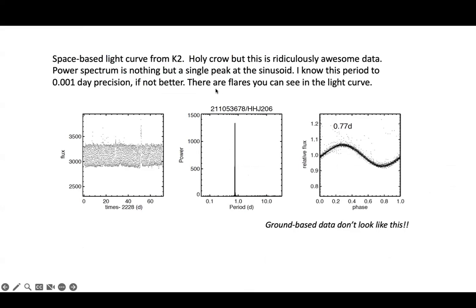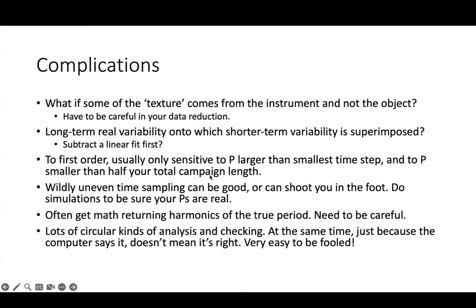This is a space-based light curve from K2. This is amazing. Here's flux as a function of time. You can almost do the Fourier transform by eye. There's some flares in there too. Here's the power spectrum. The little texture you see down there, that's not texture in the Fourier transform. That is tick marks in the plot. Here's just one sinusoidal component, and it is beautifully phased up. You don't get to argue with me about whether or not that's periodic. I know this period to 0.0001 day precision, if not better. Ground-based data don't look like this.